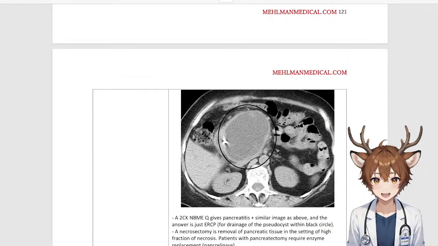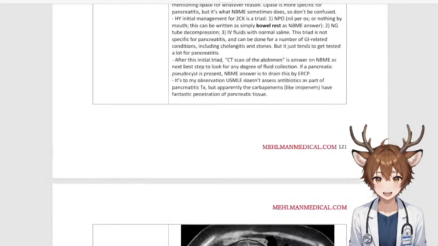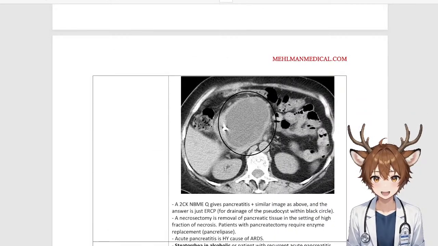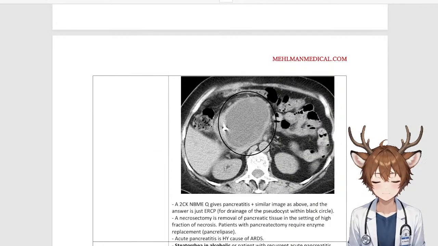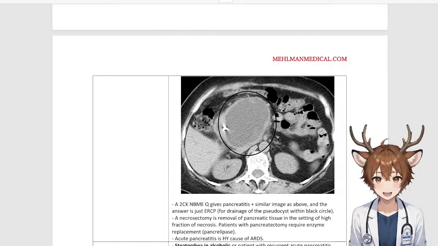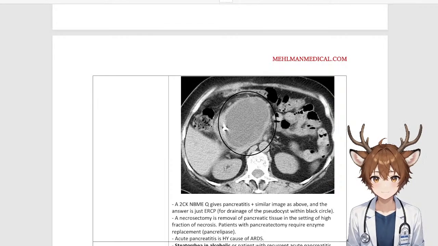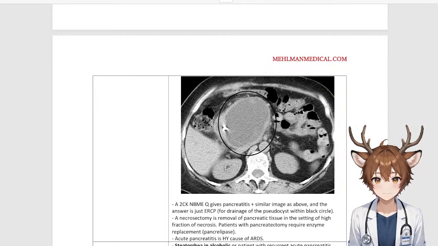So here it is continued. We're on acute pancreatitis now. Let's continue. You can see a little picture right there. A 2CK NBME question gives pancreatitis plus a similar image as above, and the answer is just ERCP for drainage of the pseudocyst within the black circle.